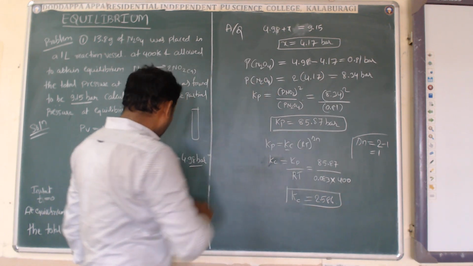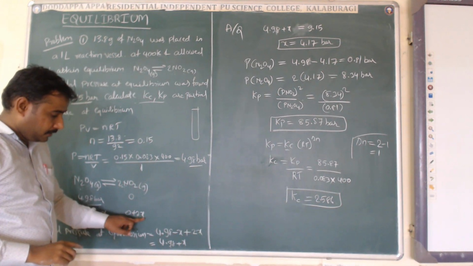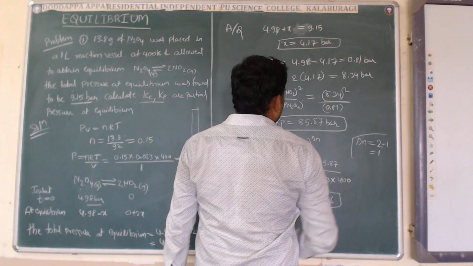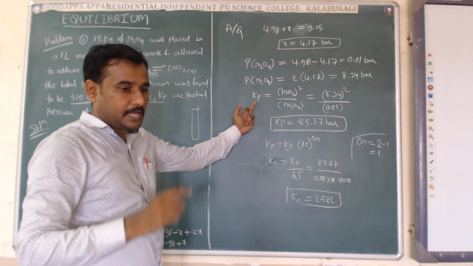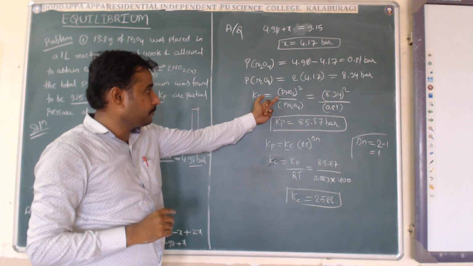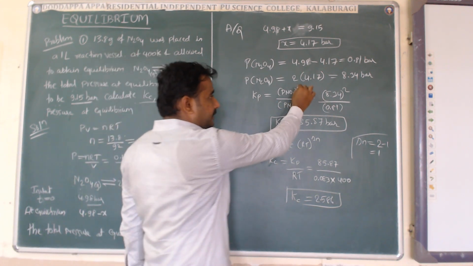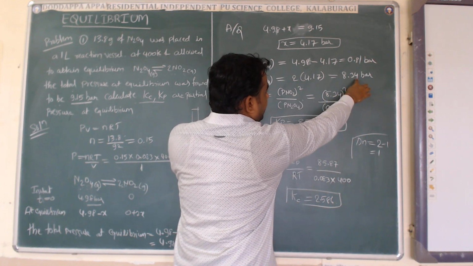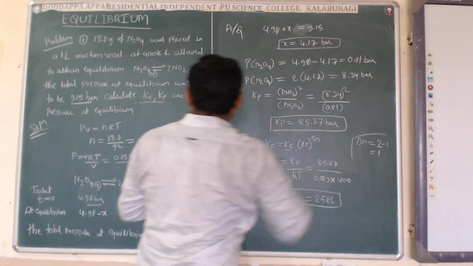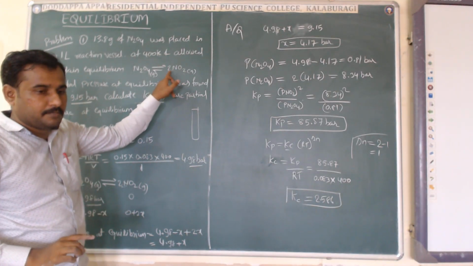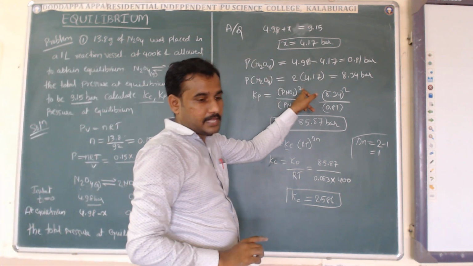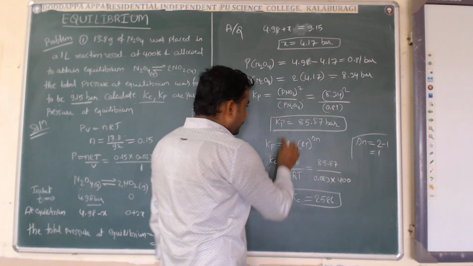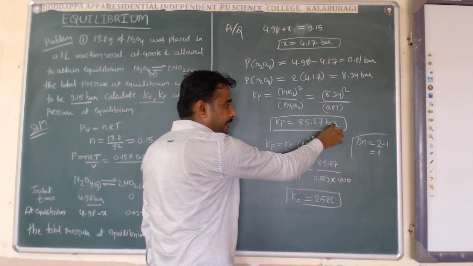Next, the partial pressure of NO2 is 2x, where x value is 4.17. Multiplying that, I have written this answer. How do we find Kp? Partial pressure of product divided by partial pressure of reactant, with each term raised to the power of its coefficient. So I took the NO2 value, 8.34, raised to the power 2. Why raise to the power 2? Because the coefficient of NO2 is 2. Dividing by the pressure of N2O4, 0.81, the Kp value I got is about 85.87 bar.